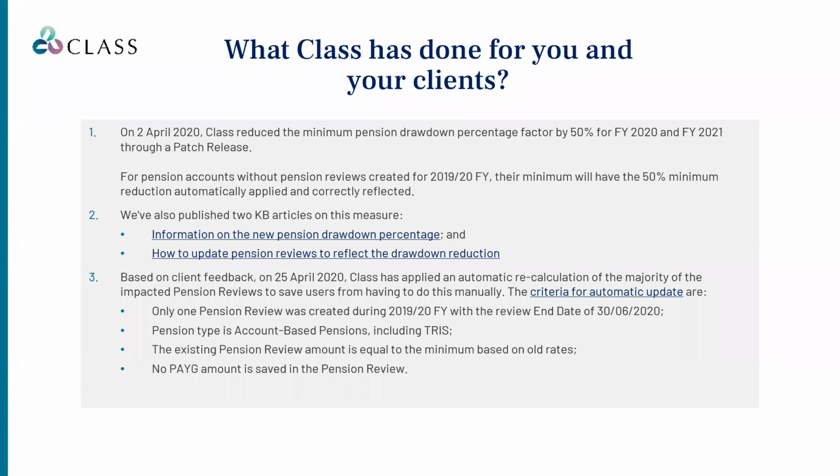The criteria for that automatic calculation is that the pension review has to be done for the 2019 financial year with end date at 30 June 2020. It has to be an account-based pension, including TRIS. The pension review amount is based on the minimum rate on all rates, and there's no PQIG included in the pension review.